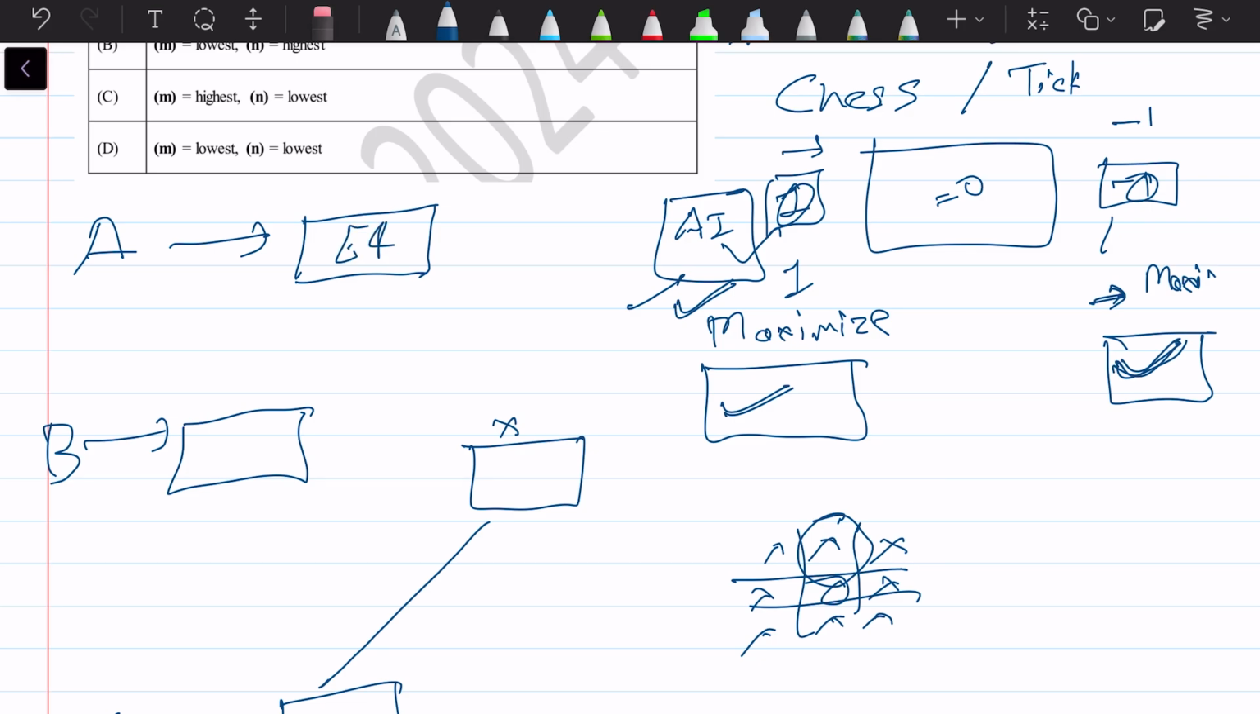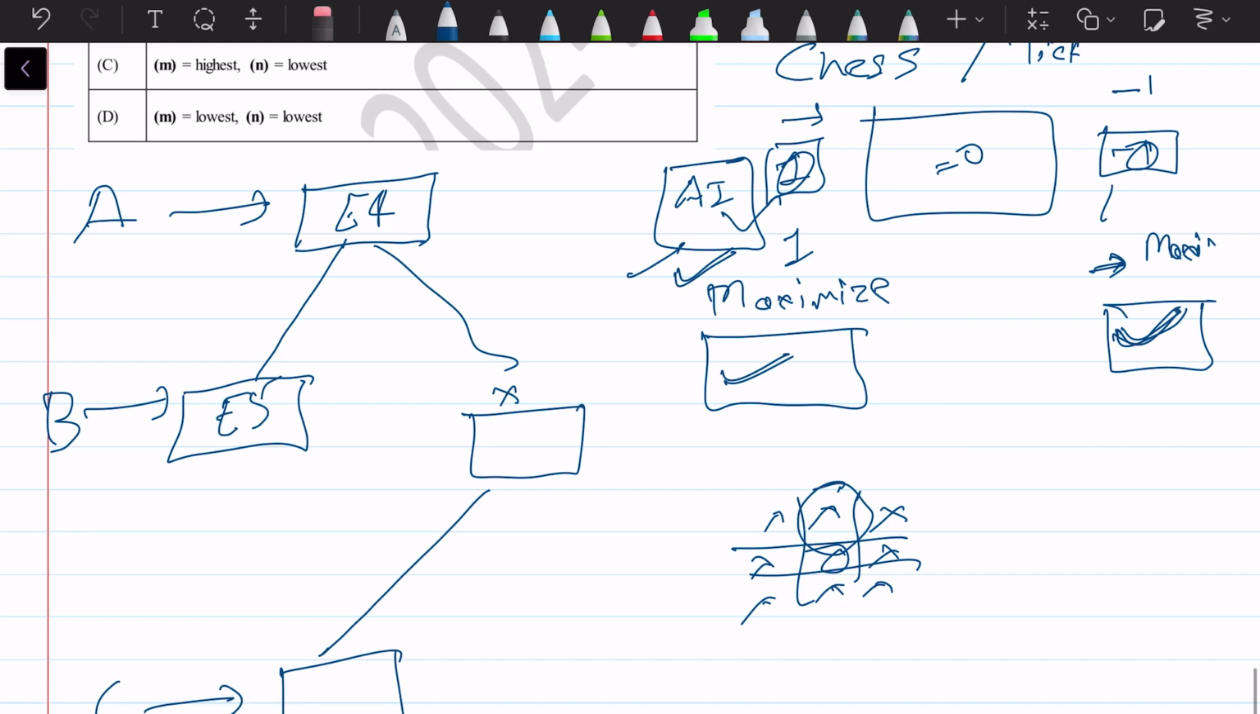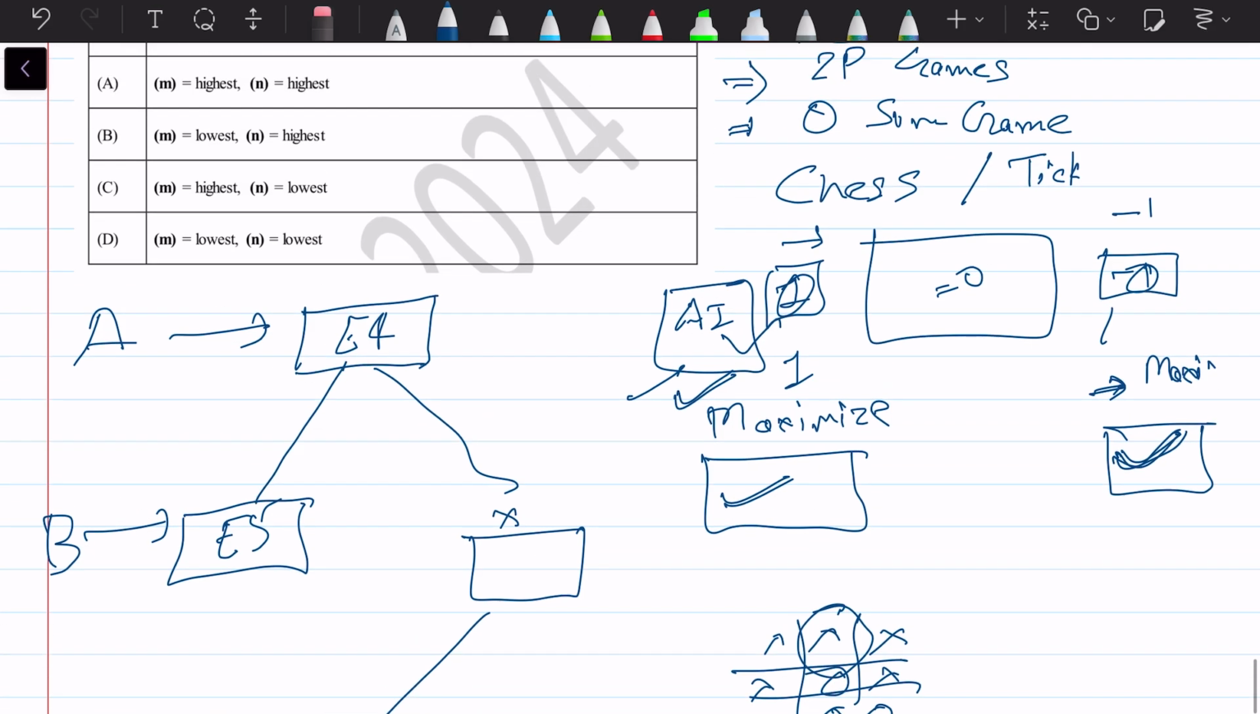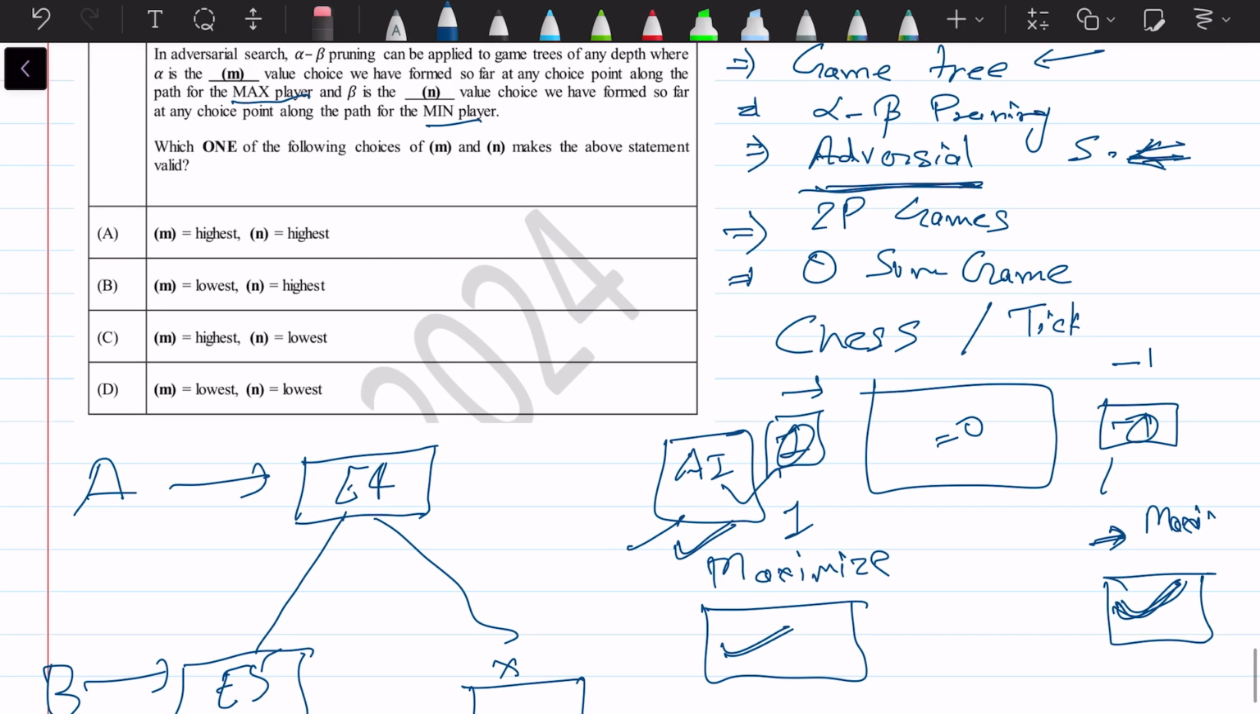Now this player B has multiple choices: to move their rook, or if we are in the start position, to move their pawn or their knights. Then player B will make some move, let's say e5, and again player A's turn will come. So such trees are called game trees.